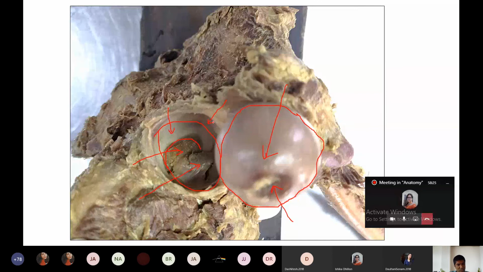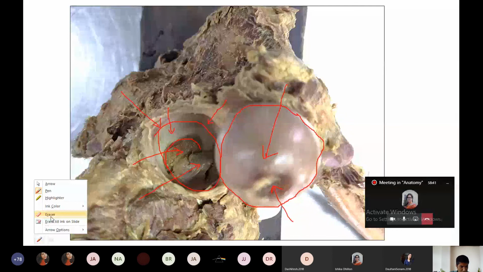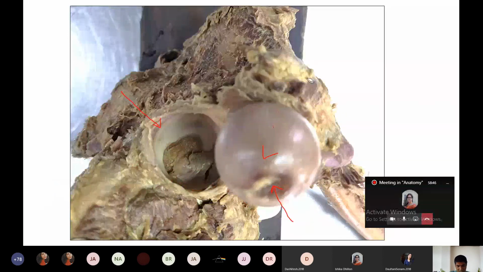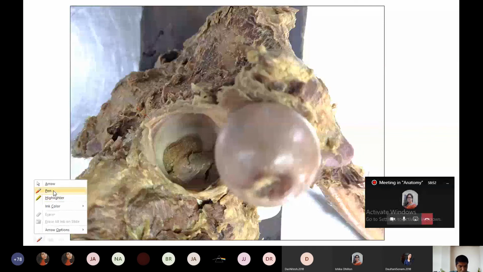Lunate fossa, isn't it? Yes, you can say like this. And the very important structure, but here is making confusion. So many arrows I have given, so I want to erase all the other arrows and then show you the particular structure which is important here from the acetabulum.